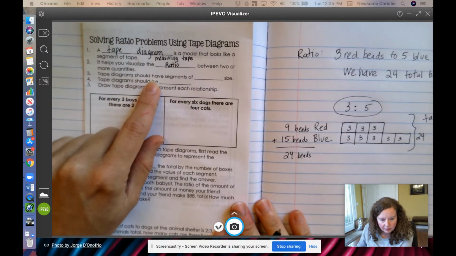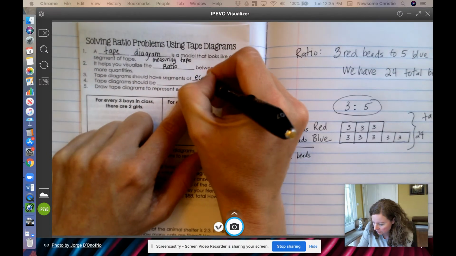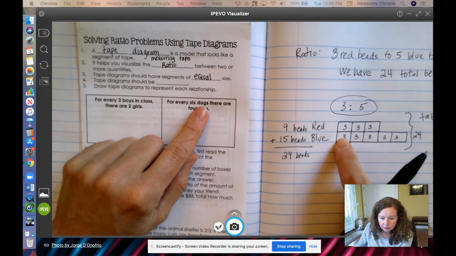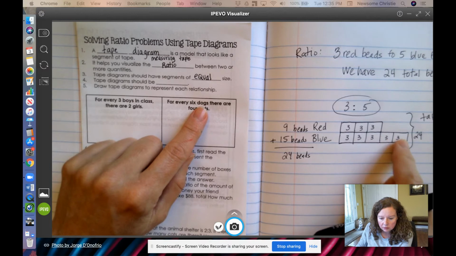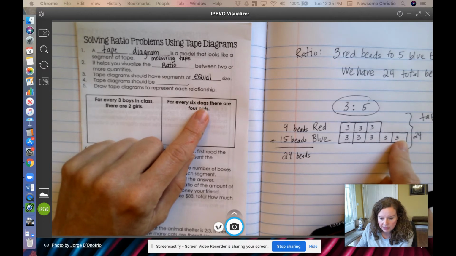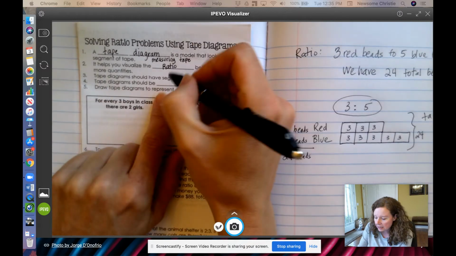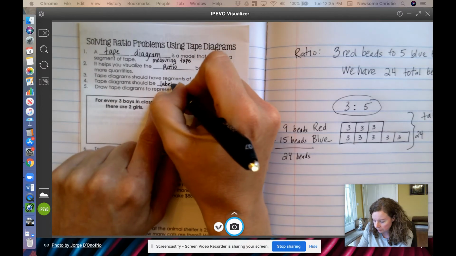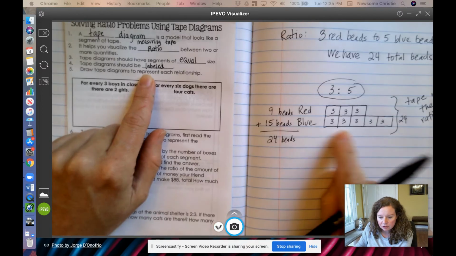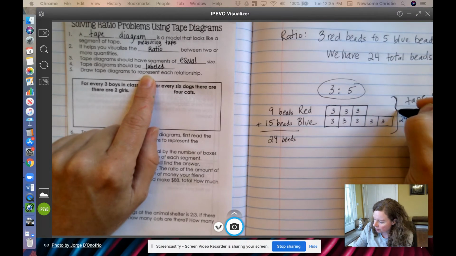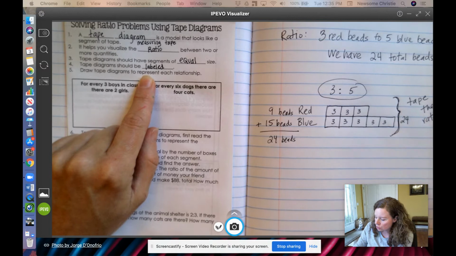Tape diagrams should have segments of equal size. Notice that in this picture, the boxes all look the same. They need to be equal. This measuring tape has to measure equally. Number 4, tape diagrams should be labeled. So we need to make sure we're labeling what's red, what's blue, and then I always use a big bracket over here to show the total.